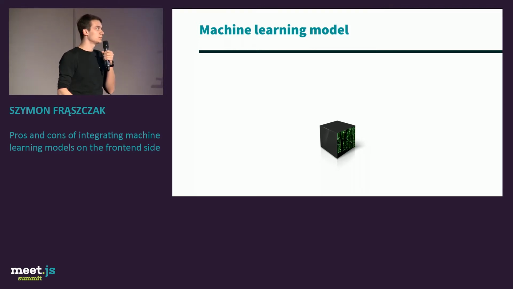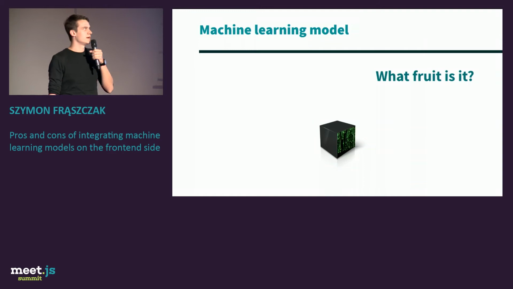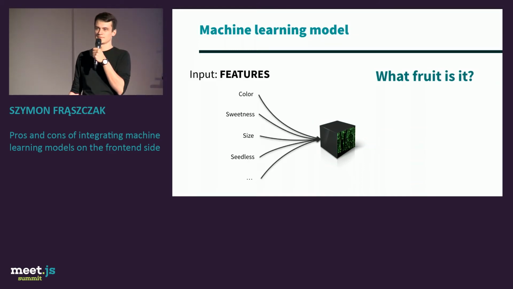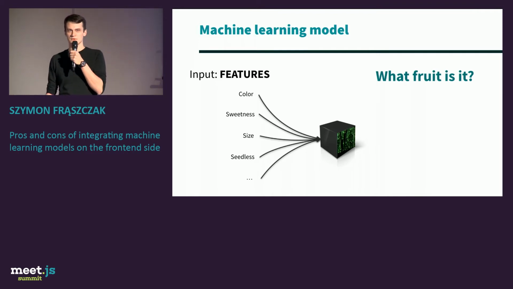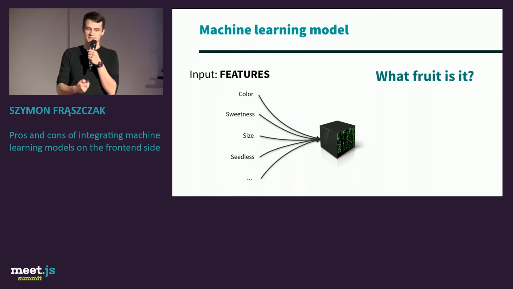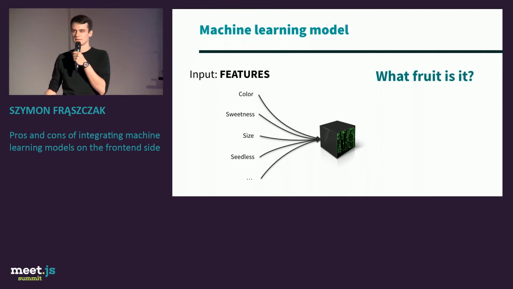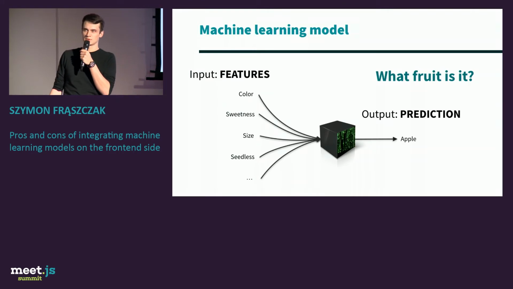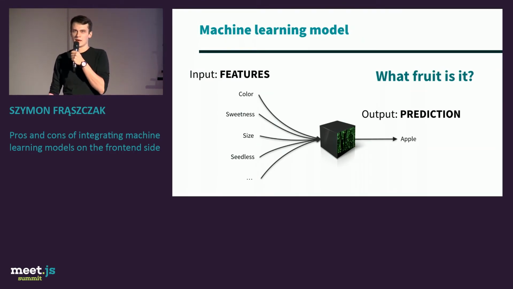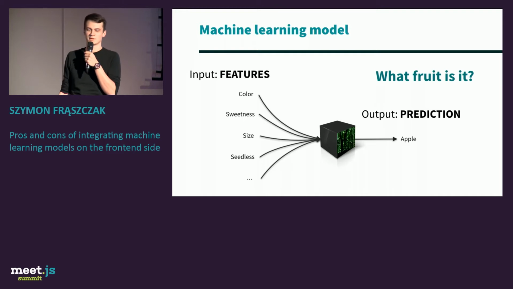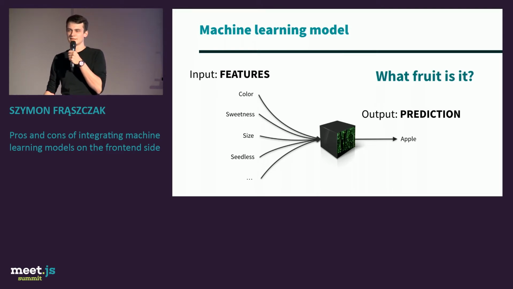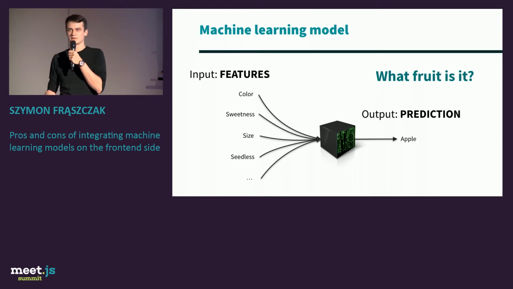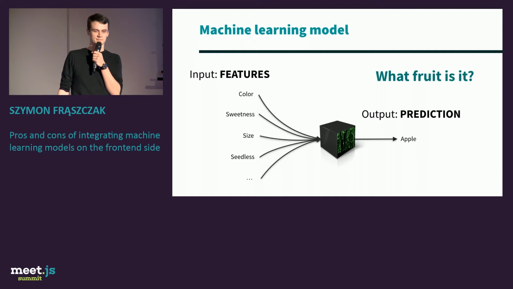For example, if you want to predict what fruit it is, as an input to our model, we have to pass a list of features, and those features are describing, in this case, our fruit. It can be color, sweetness, size, and so on. And as an output, we have a prediction, and in case of our question, you may get the name of our fruit, which is an apple, or the probability that it's going to be an apple. Does it make sense?